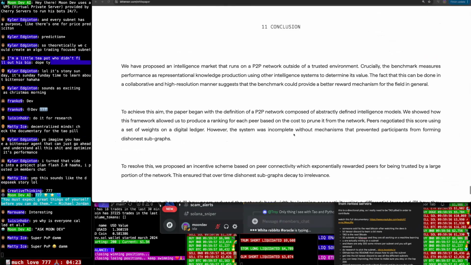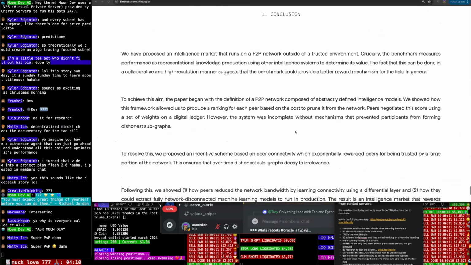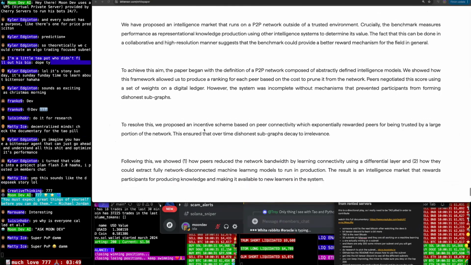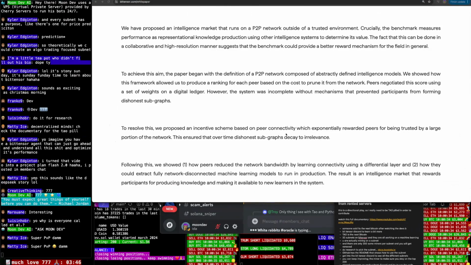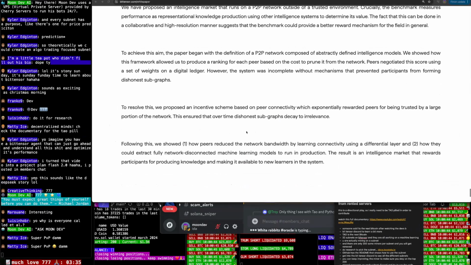To achieve this aim, the paper began with the definition of a P2P network composed of abstractly defined intelligence models. We showed how this framework allowed us to produce a ranking for each peer based on the cost to prune it from the network. Peers negotiated this score using a set of weights on a digital ledger. However, the system was incomplete without mechanisms that prevent participants from forming dishonest graphs. To resolve this, we propose an incentive scheme based on peer connectivity, which exponentially rewarded peers for being trusted by a large portion of the network. This ensured that over time, dishonest subgraphs decay to irrelevance.